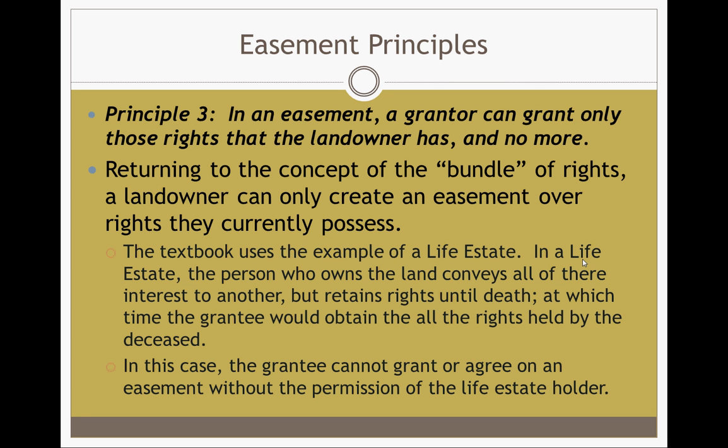Now, this is all good and fine, but in this case, a grantee cannot grant or agree on an easement without the permission of the life estate holder. The life estate holder is still in charge until he dies. So the grantee cannot grant those rights to an easement without the grantor's approval. You can't convey or grant or create an easement over anything you don't have possession over. I can't go to your land and say, all right, Billy Bob, you can go right across his land, no problem. That is not legal. It comes back to the whole bundle of rights and common law.